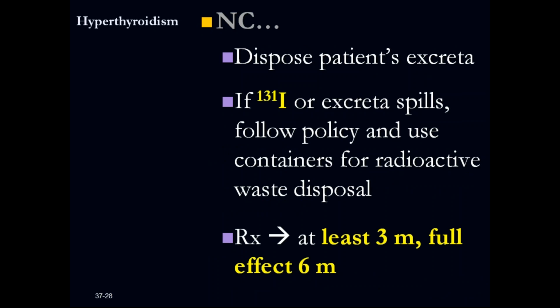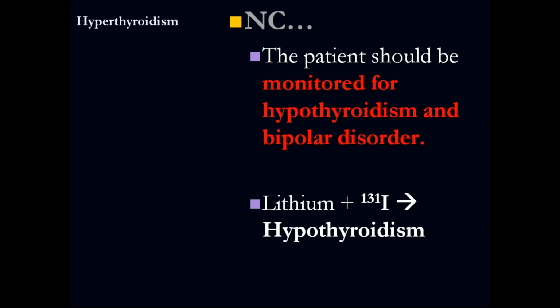Okay, so if the iodine-131 or excreta spills, that means the patient is going to eliminate some radioactivity with the stool, right? Or urine. So if there is a spill around, you need to follow the policy and use containers for radioactive waste disposal. Okay, we're talking about the time of the full effect, 3 to 6 months.